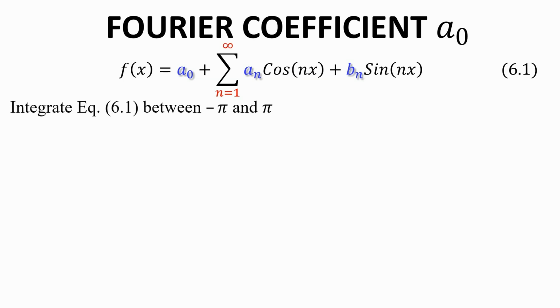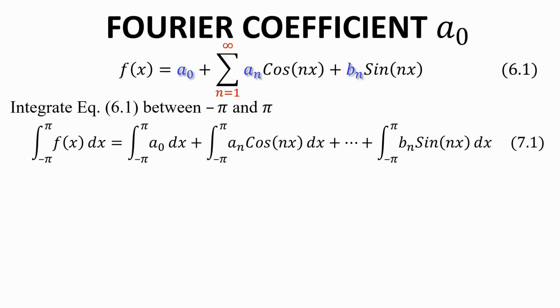We need to integrate both sides from minus pi to pi. But remember that this series here is a representation of a1 cos 1x, a2 cos 2x, a3 cos 3x, up to an cos nx, and at the same time b1 sin 1x, b2 sin 2x, up to like that. So instead of picking them one after the other, we can actually pick the series to have this on the screen.